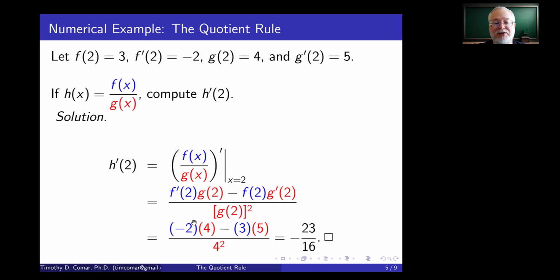Then we plug in the numbers. f prime of 2 was negative 2. g of 2 is 4. f of 2 is 3. g prime of 2 is 5. And again, here's g of 2, which is 4 again down here. And that comes out to negative 23/16. And there's our first example.